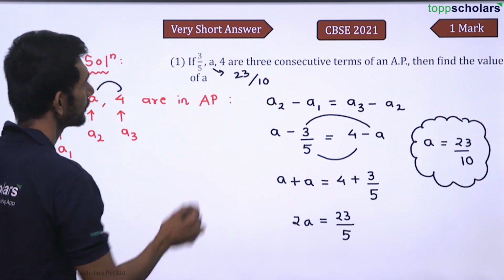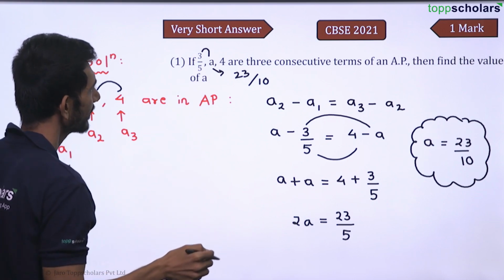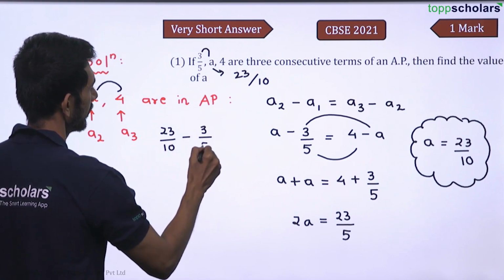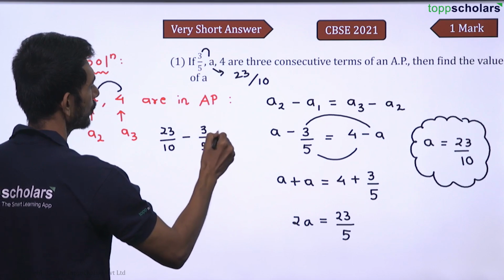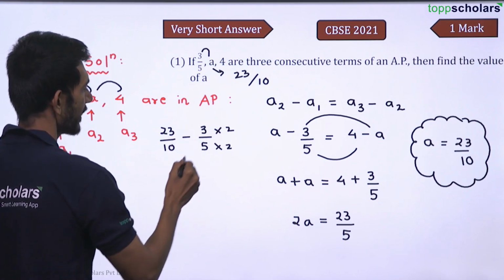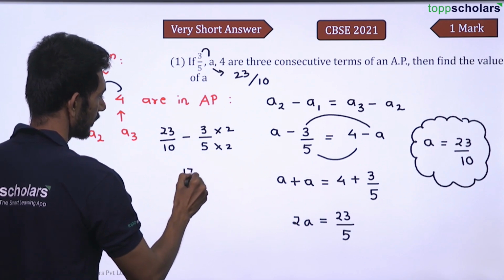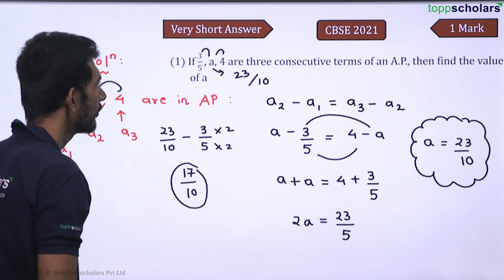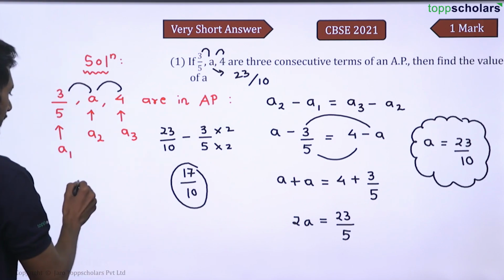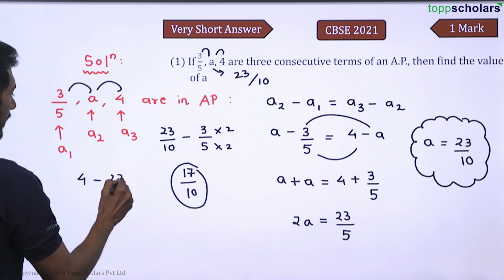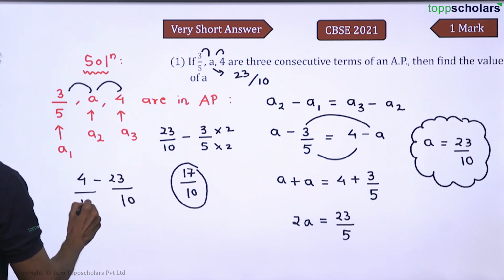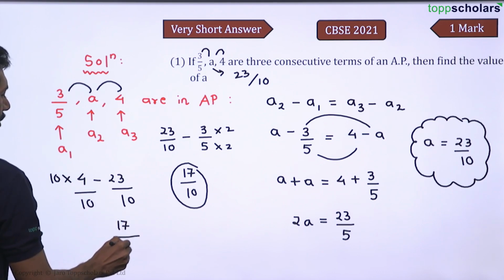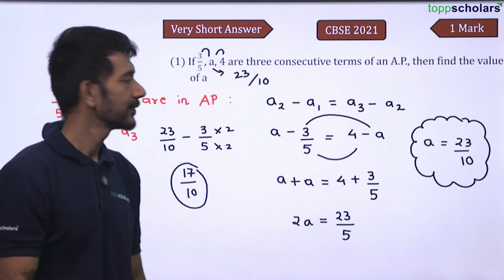If you want, you can check. Subtract these two. A2 minus A1. 23 by 10 minus 3 by 5. Do into 2. So 23 minus 6 is how much? 17 by 10. Try this. 4 minus 23 by 10. You take 10 here. 10 4s are 40. 40 minus 23 is 17. In the denominator you have 10. Easy? Perfect. Let's continue.